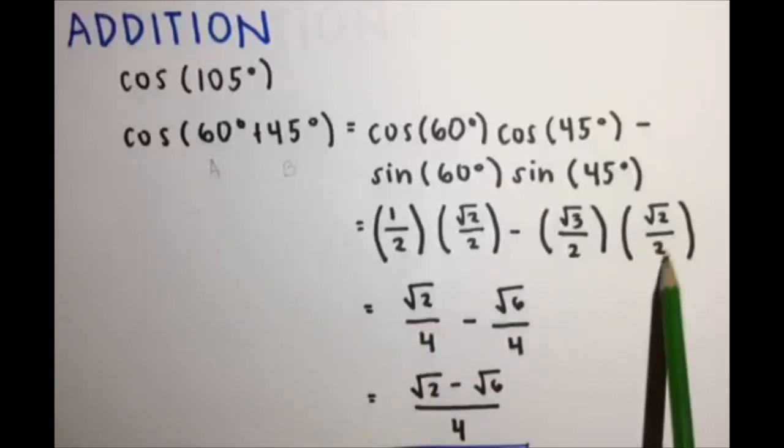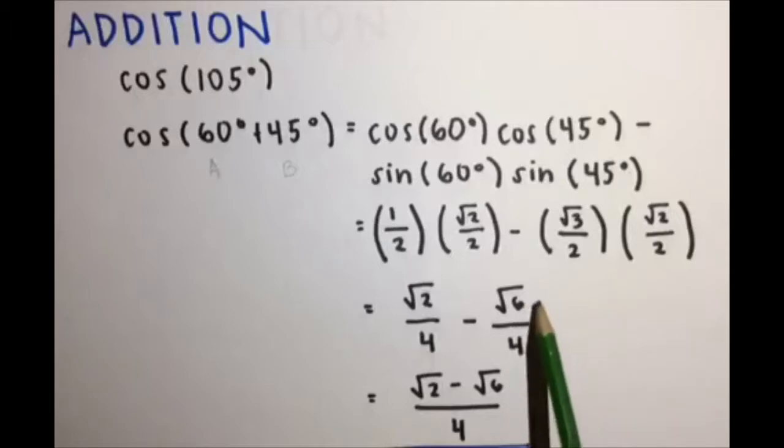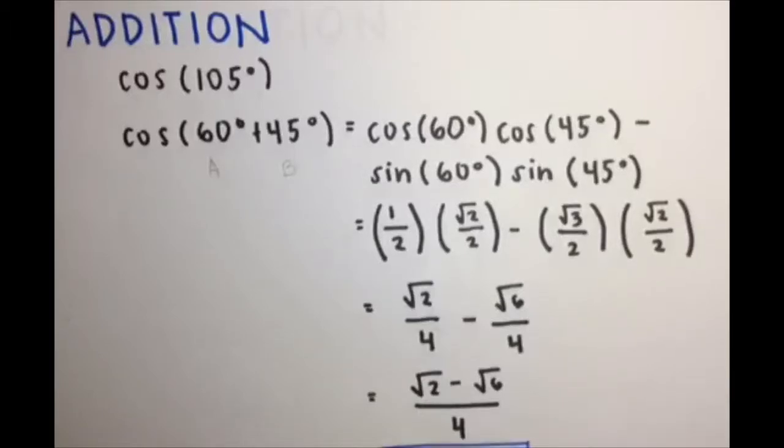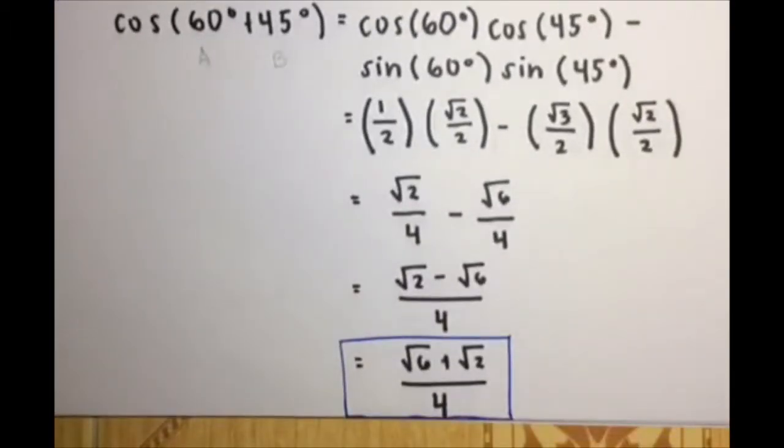When you multiply these two numbers, the answer will be the square root of 6 over 4. The answer here will be the square root of 2 minus the square root of 6 over 4. It is not yet the final answer because we need to simplify it. So, our final answer will be the square root of 6 plus the square root of 2 over 4.